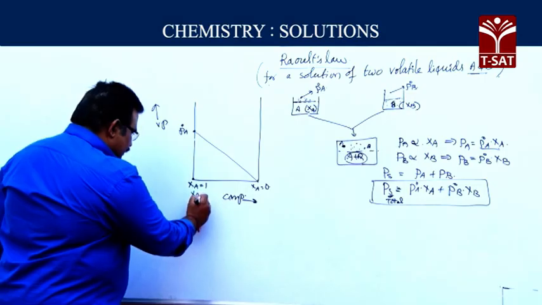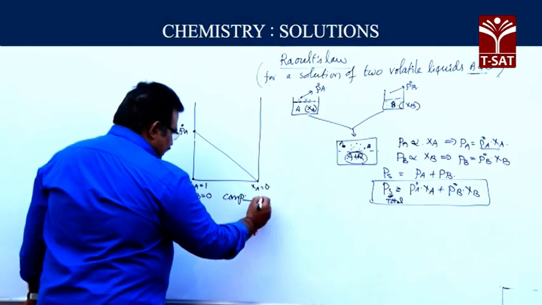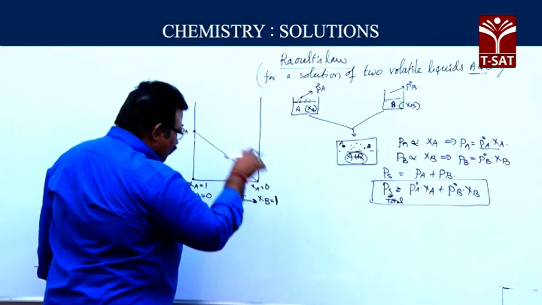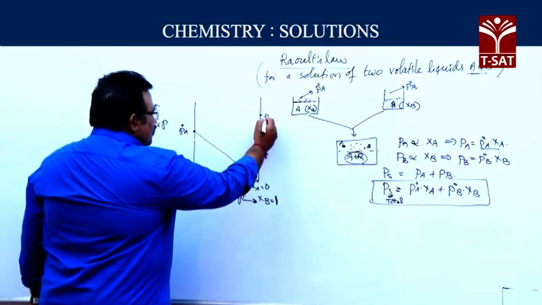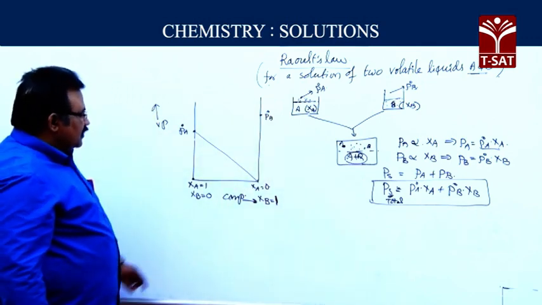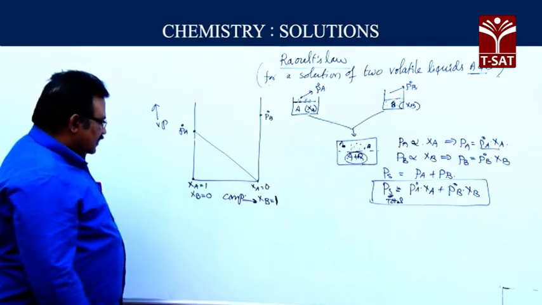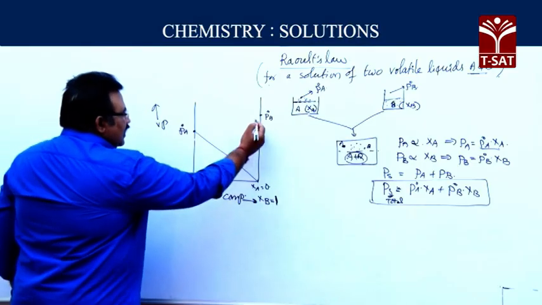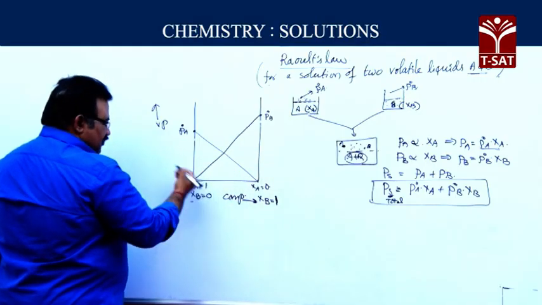If XA is 0, here the composition of B component is 1. Only pure B liquid is taken. It has a pressure of P0B. This is the vapor pressure of pure liquid B. As the B composition decreases in this direction, its vapor pressure also decreases.